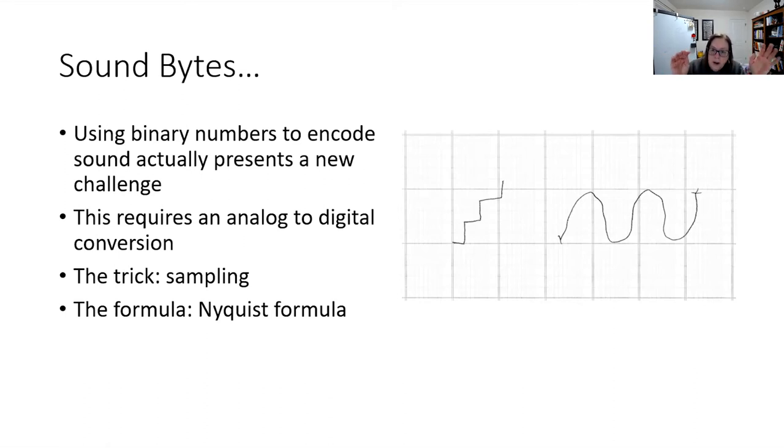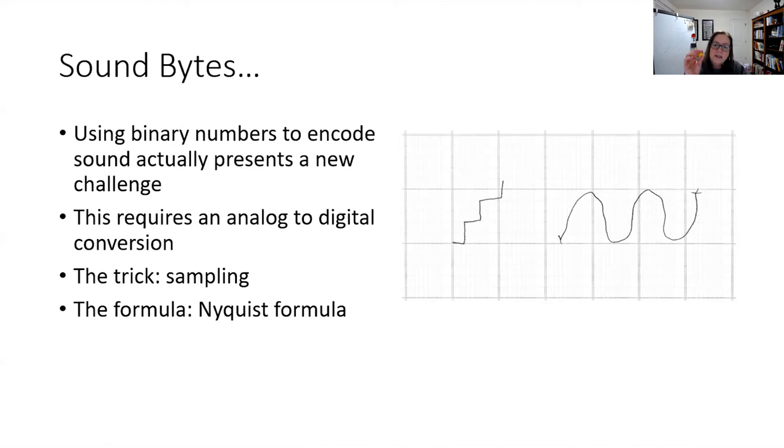Wouldn't it be wonderful if we knew how often we had to sample this wave so that you could understand the acoustic? And it turns out there's a formula for that. It's called the Nyquist formula. And it's really simple math. I won't burn you with it, but there's a common sense side to the Nyquist formula.